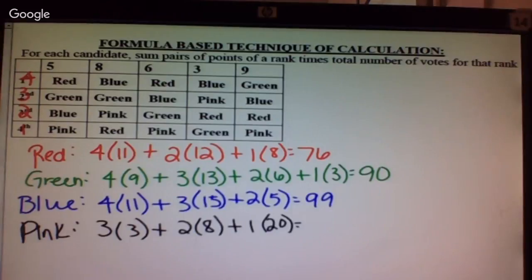43. 20. 18. 45. 45. So who's my winner? Blue. Blue wins.